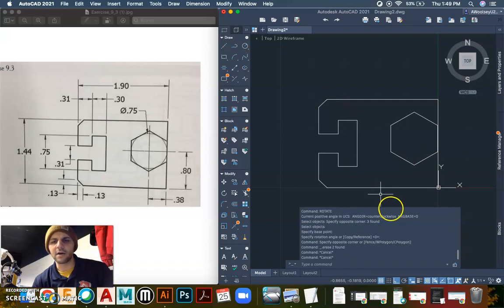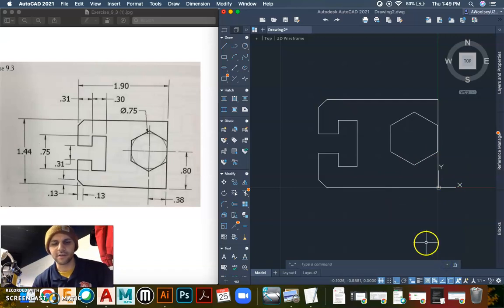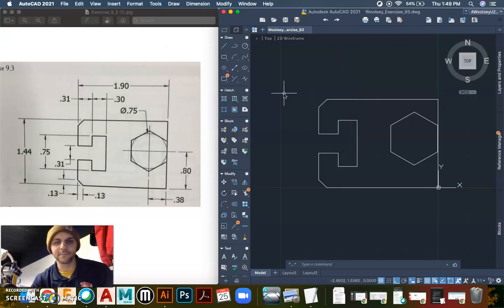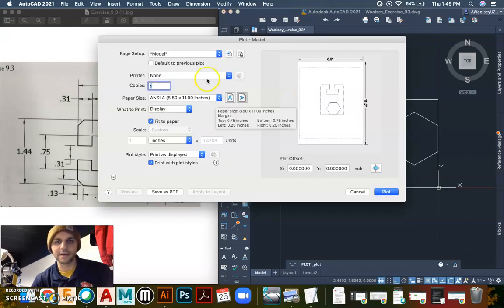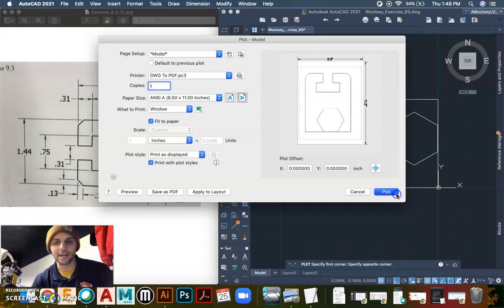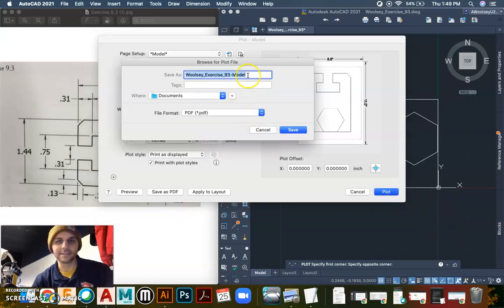Now we're going to need to save this drawing, so I'll save it, always adding in my last name, exercise, and then this is 9.3. And then I'm also going to plot it, Microsoft Print to PDF, window, and I'll draw my window and press plot, and then save this drawing.